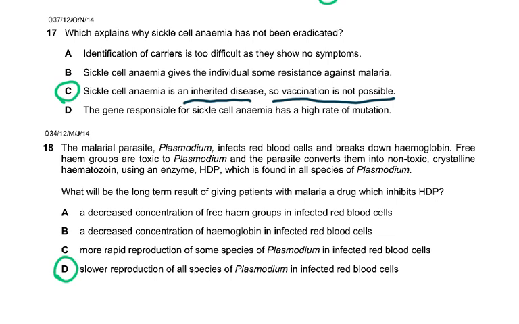So vaccination is only for those in which we have a pathogen involved. In sickle cell anemia, an inherited condition, there's no pathogen involved.